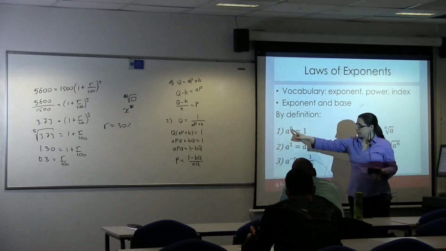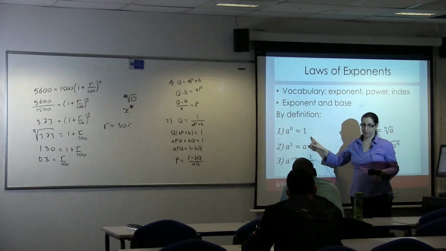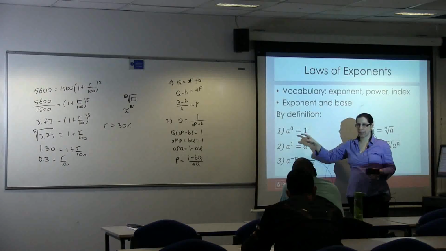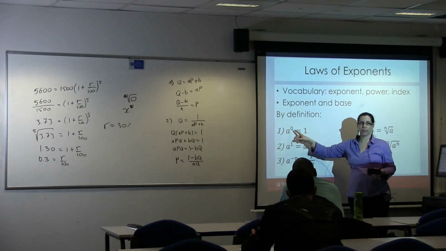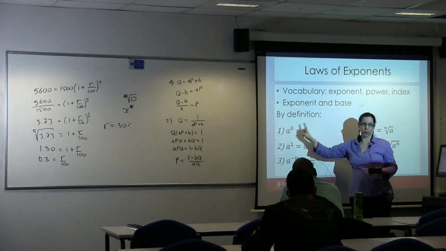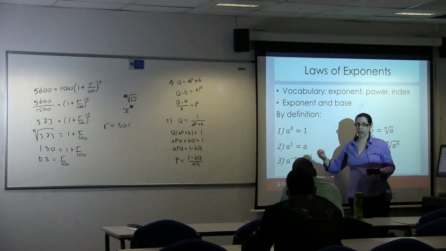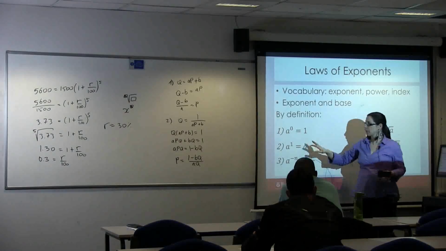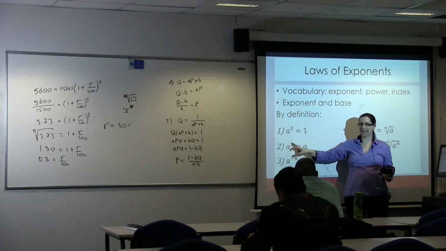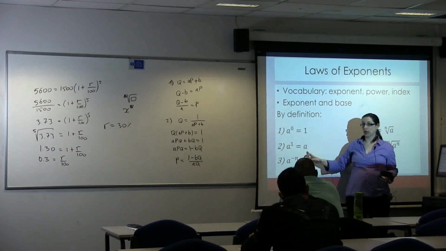Any number to the zero power has to be equal to 1. Doesn't really make sense, because how can I multiply something by itself 0 times? But we have to start with this definition, otherwise the system doesn't work. So a to the 0 is 1. Any base to the 0 power is always 1. Now this one makes a bit more sense. I'm multiplying the same number by itself once, literally haven't done anything to it, so that is just the same number.